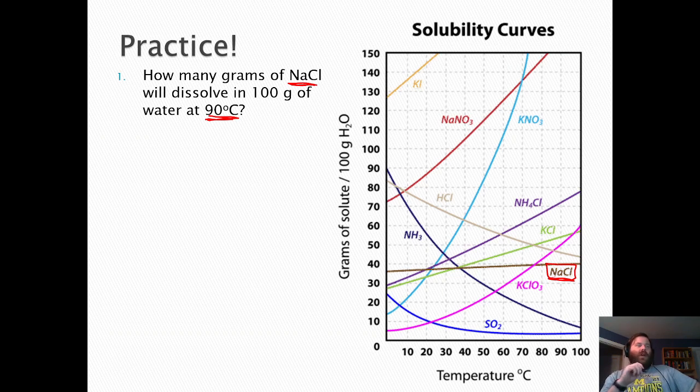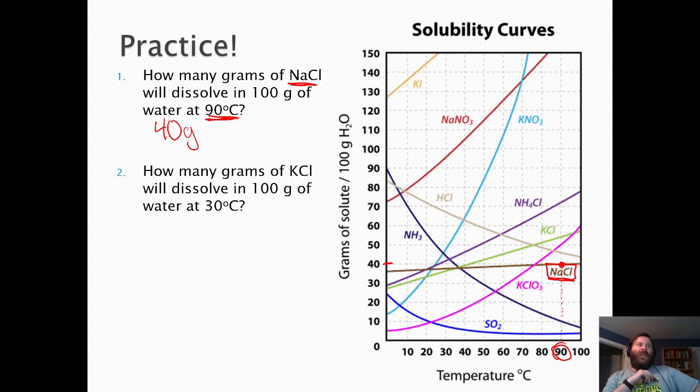And we want to know about it at 90 degrees. So that's down here. We draw our line up to where it intersects the curve at 90 degrees, and then we read that off the y-axis. That dot lines up pretty nicely with the 40 line. So for an answer here, 40 grams of salt will dissolve in 100 grams of water at 90 degrees Celsius.